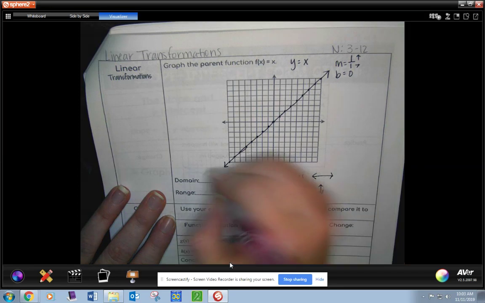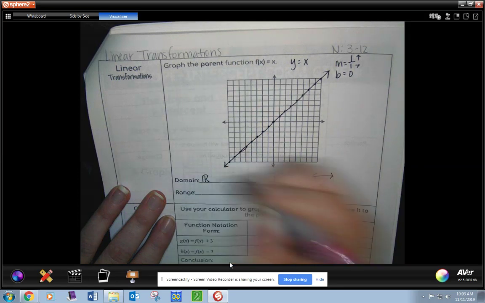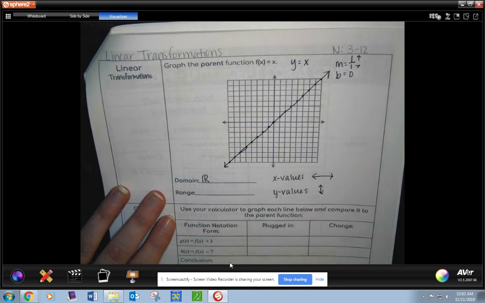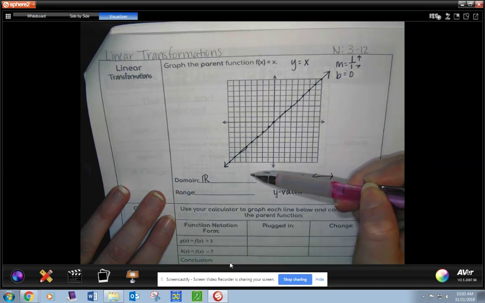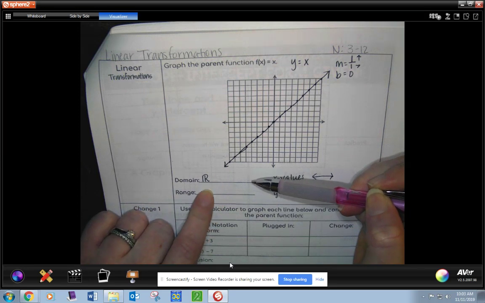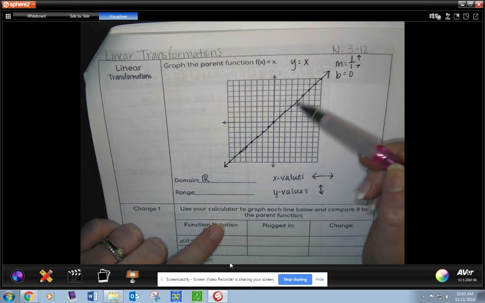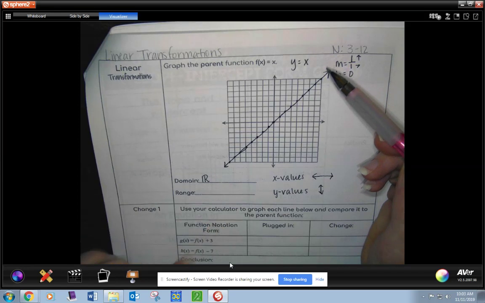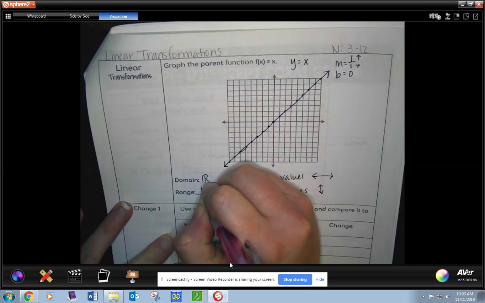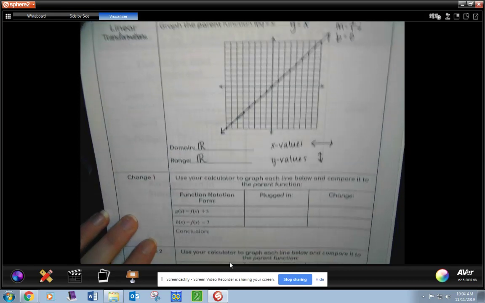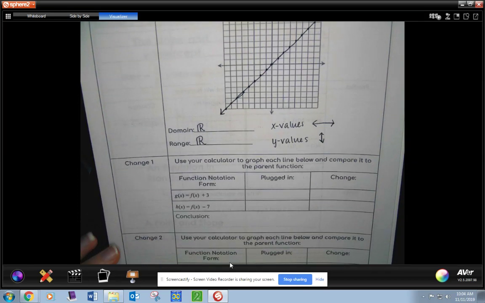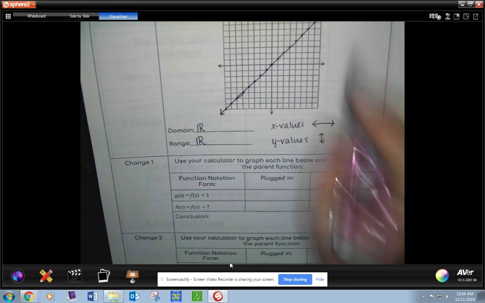So since this goes forever, we write all real numbers, or you can write the word out if you don't like the symbol. Now for y, I'm going to scan down and see how low it's going to go, and this arrow tells me it keeps going down forever. Then I'm going to scan up and see how high it goes, and it's going to keep going up forever. So if it's going up and down forever, again, it's all real numbers. Now, there's going to be 3 different types of changes. We're going to use our calculator to graph each line below and compare it to the parent function. Now remember, the parent function is just this graph right here.